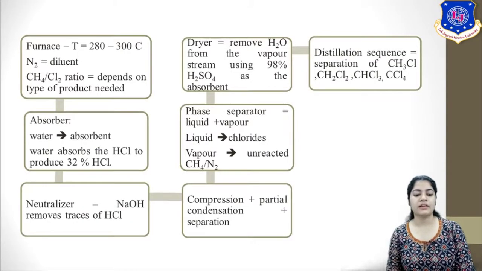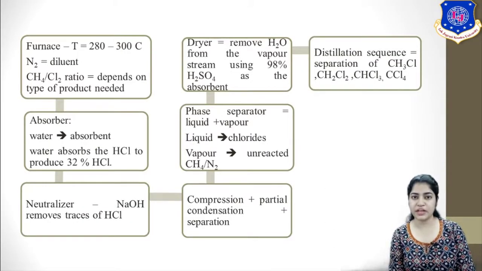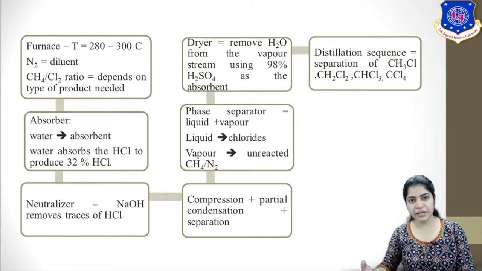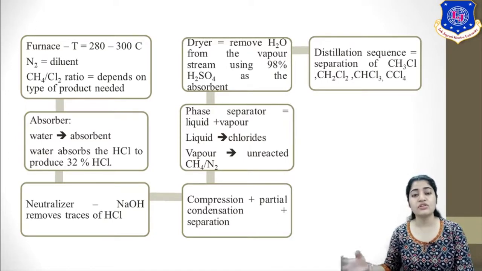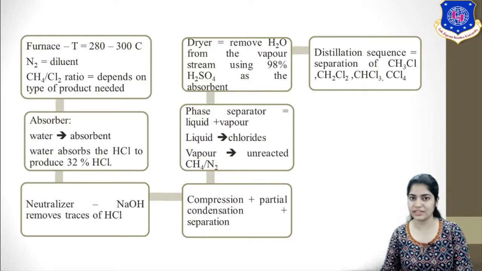Now this product mixture is sent to the neutralizer. You have taken out the HCl. Now the remaining product mixture is sent to the neutralizer, where you are using caustic soda, NaOH, to remove the traces of HCl, any impurity of HCl which is present. Those traces are neutralized by NaOH.